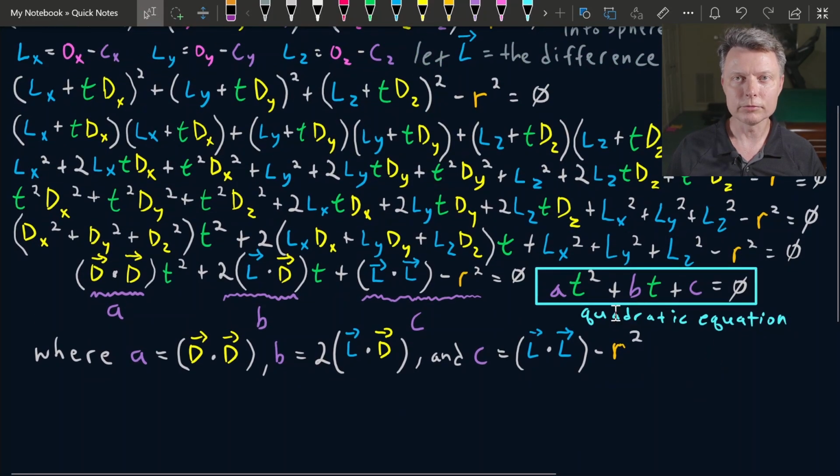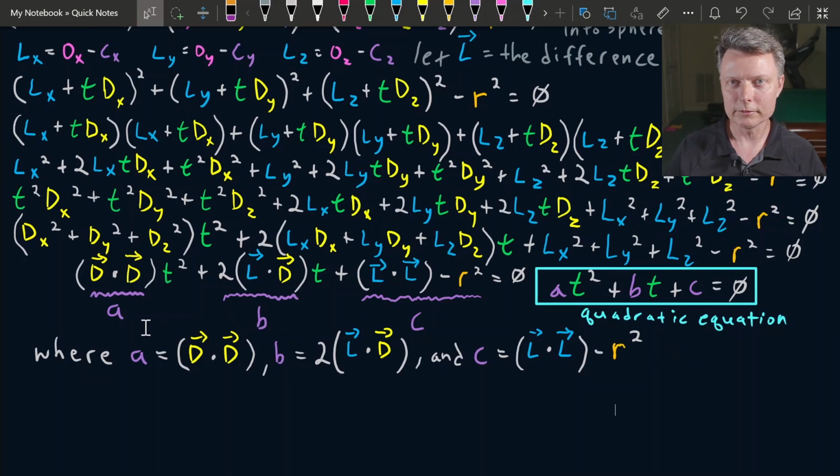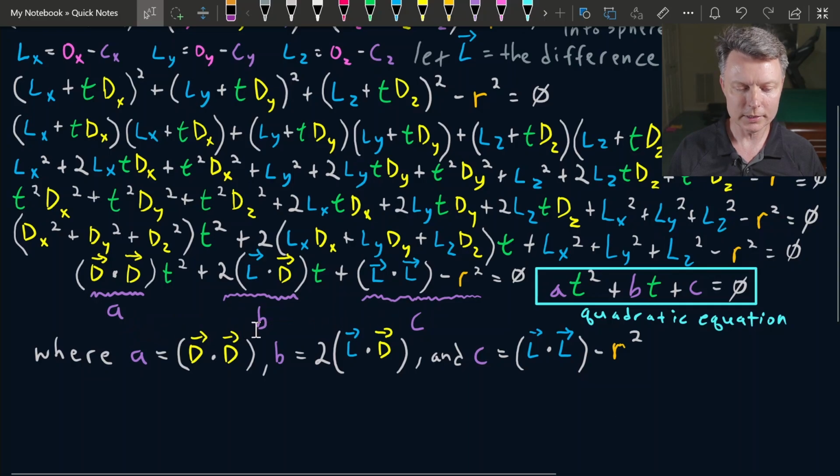And the quadratic formula needs the quadratic equation, which has the a, b, and c constants. And so all we have to do before we use the quadratic formula is just compute these simple constants here, this a, b, and c. So inside of our actual ray versus sphere intersection function, we'll quickly compute these coefficients. We'll just do d.d to get a, and then 2 times l.d to get b, and then l.l minus r squared to get c.